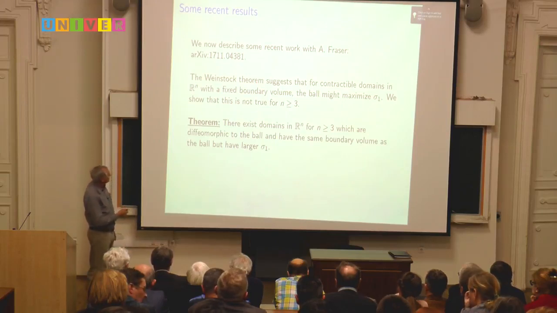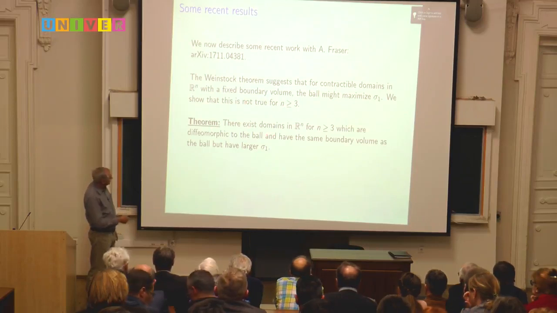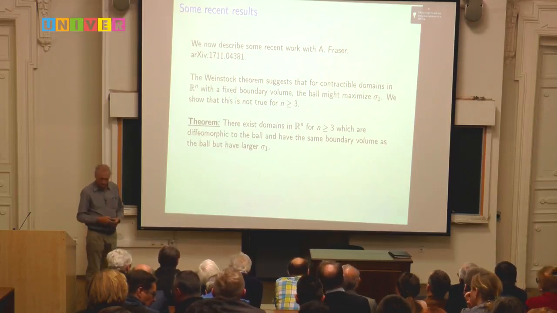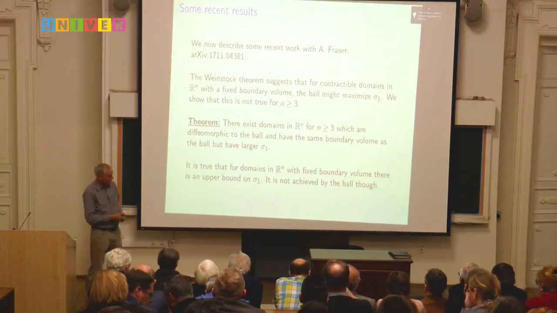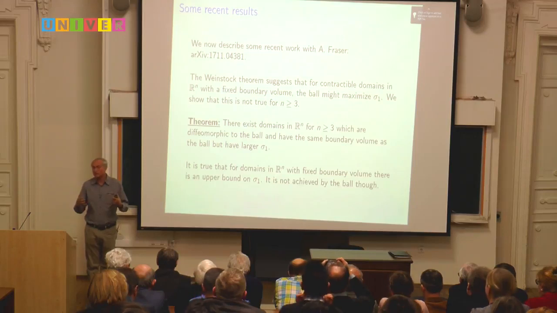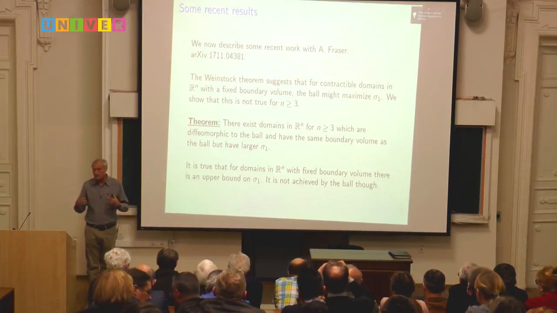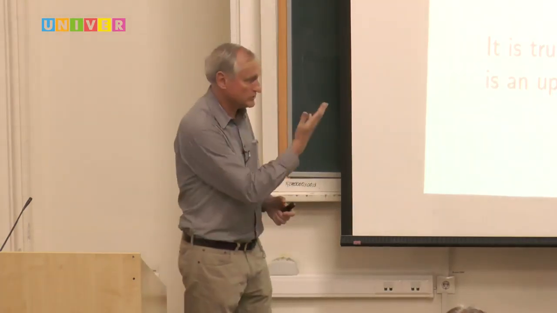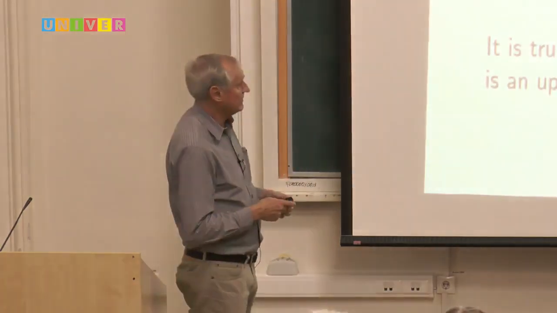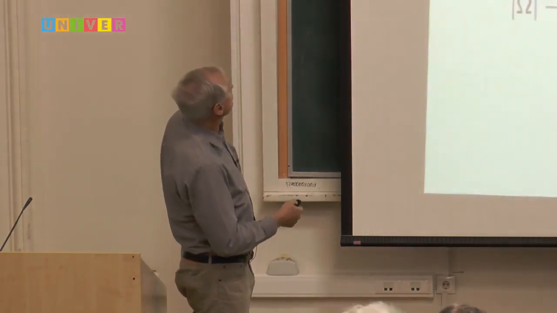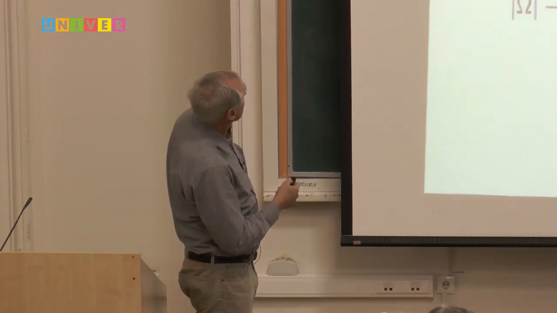And there's a recent paper that was just posted with Fraser. There exist domains in R^n which are diffeomorphic to the ball and have the same boundary volume, but have strictly bigger sigma 1. So it's interesting that for domains in R^n, if you fix the boundary volume, there is an upper bound on sigma 1. You can prove an explicit upper bound, but the upper bound is not achieved by a ball. And the question of what domain might achieve it, if any does, is unknown. But that's not true. Let me close with one other statement.